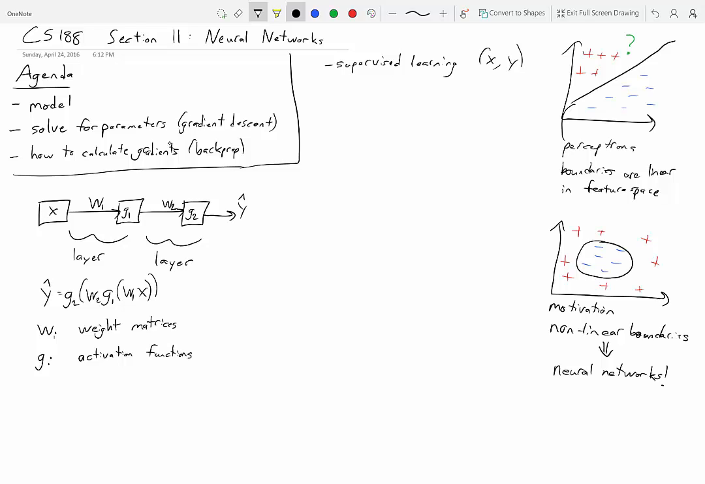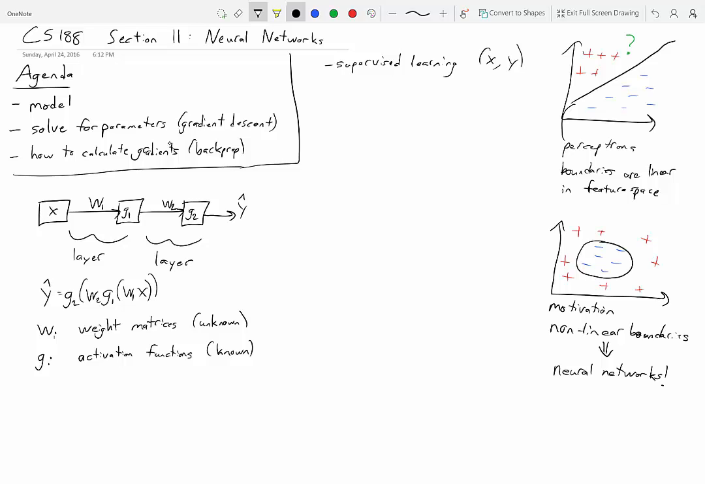So the weight matrices, these are unknown. We need to solve for these. So that'll motivate the next one. But the G's, the activation functions, these are known. And these are actually really important.